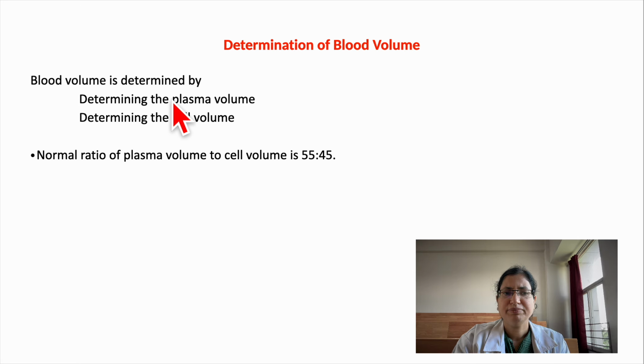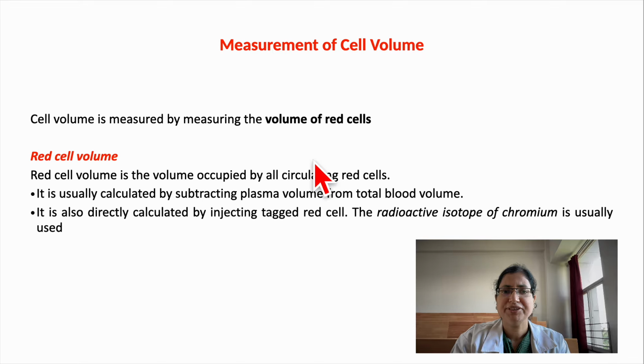Blood volume is determined by determining the plasma volume and the cell volume. So the normal plasma volume to cell volume is 55 by 45. So 55% of total blood volume is plasma and 45% is cell volume. So here we can see. Then measurement of cell volume.